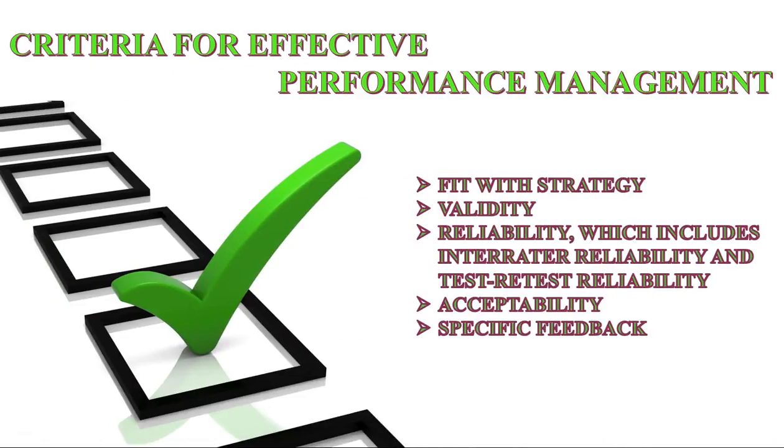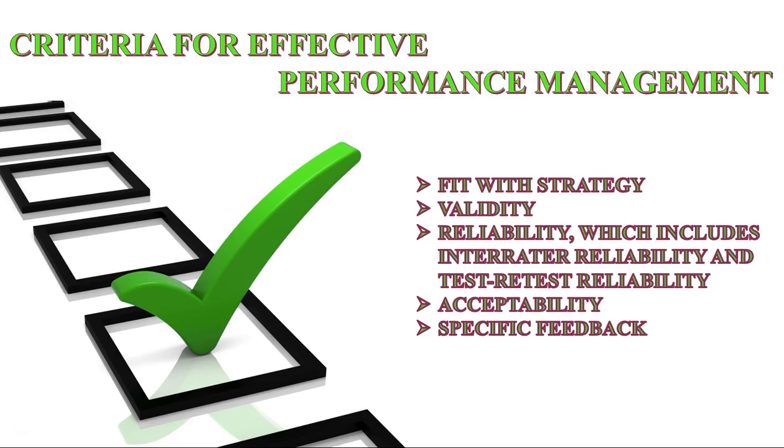Selecting performance measures is a critical part of planning a performance management system, and there are 5 criteria that are going to determine the effectiveness of the performance measures. Does it fit with strategy? A performance management system should aim at achieving employee behavior and attitudes that are going to support the organization's strategy, its goals, and of course our organizational culture.